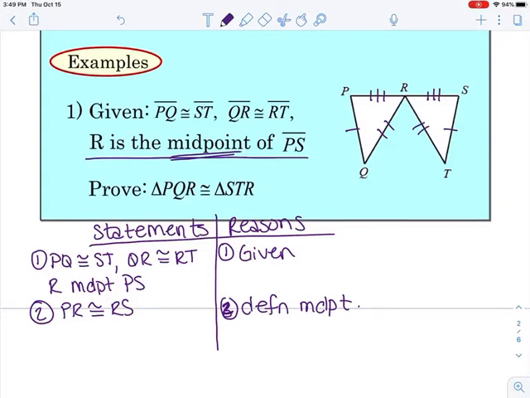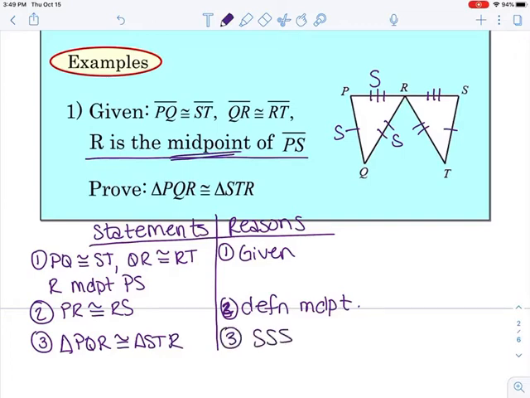All right, so now I have enough information to prove the triangles congruent. Again, I have a side, and a side. So for 3, I'm going to say that my triangle PQR is congruent to triangle STR. And again, that's because of side, side, side.